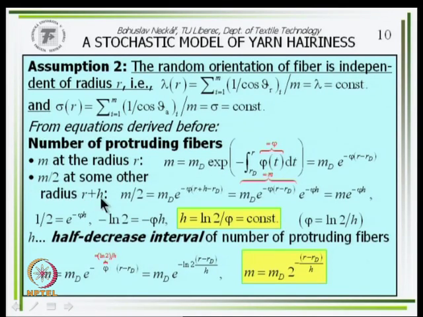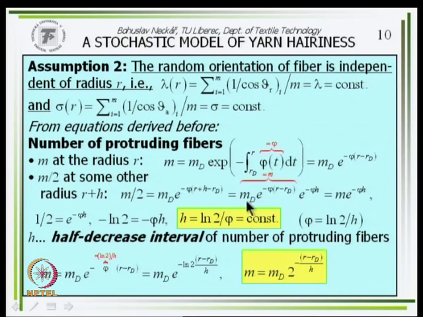On the radius r plus dh, some higher, I don't know at the moment what h is, the number of protruding fibers is m by 2, okay? So this equation is valid. And now on the radius r plus h, the number of protruding fibers is m by 2 on the left-hand side. And it is based on this general equation here. It is md times e, but in place of r, I must give r plus h, yeah? New radius, higher value of radius.